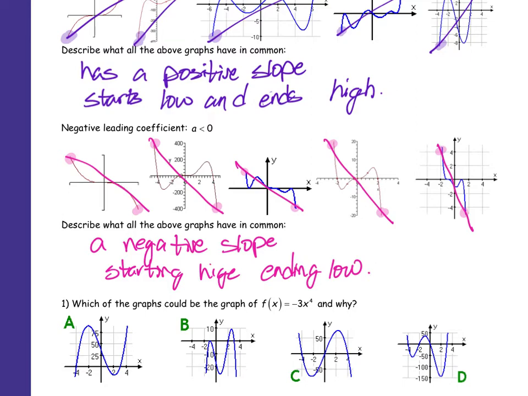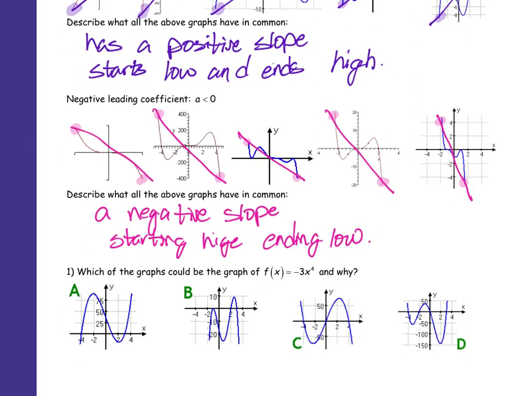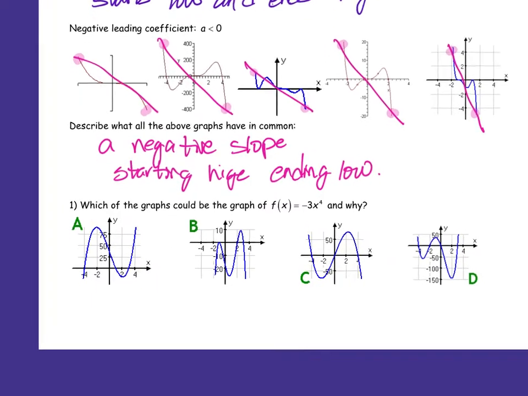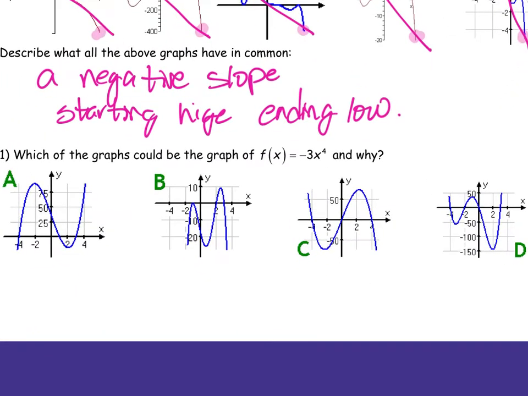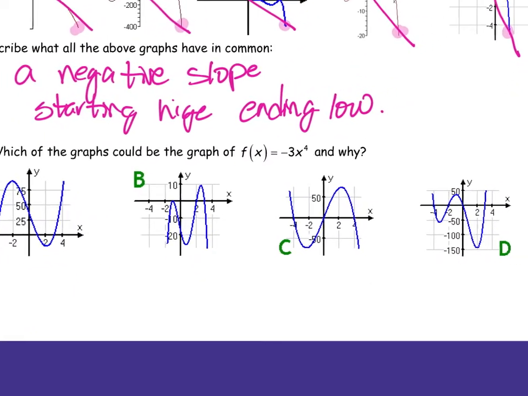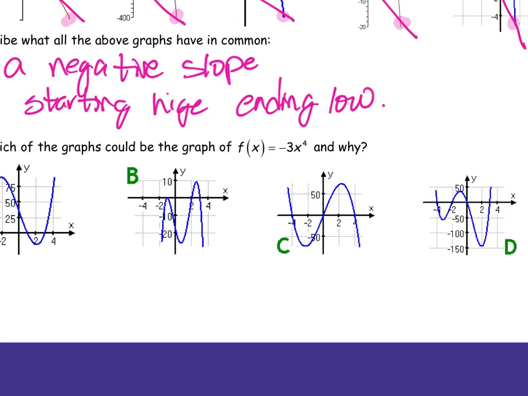Okay, so now you're going to answer this little question. Which of these graphs, let me make it bigger, could be the graph of f of x equals negative 3x to the fourth power and y? A, B, C, or D?